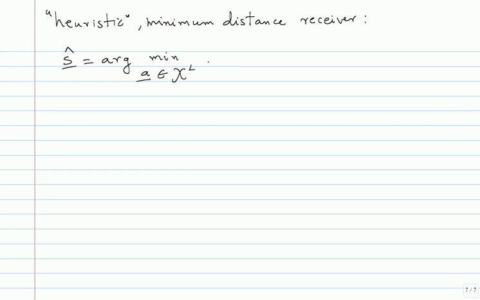What am I going to do? I'm going to minimize some distance between r(t) and, remember I know h, so I'm going to minimize the distance between this and the summation over small l equals 0 to L minus 1 of a sub l h(t minus lT), I'm sorry. Maybe I'll just use k. I want to be careful here.